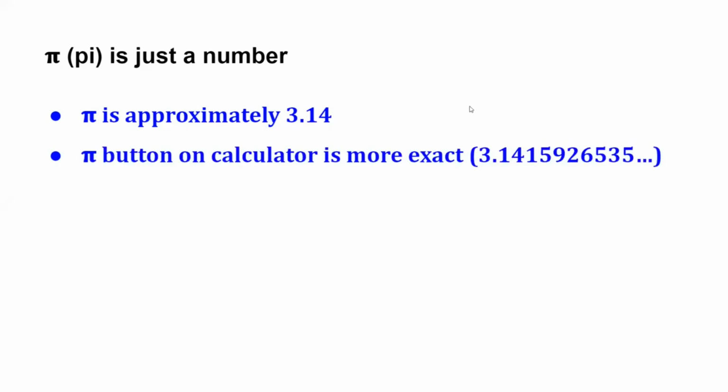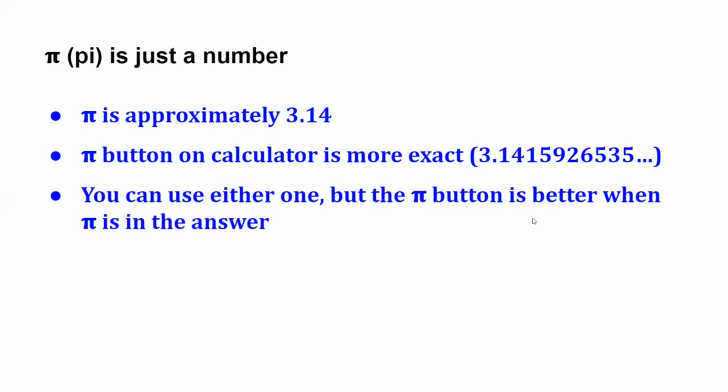Or we can use the pi button on the calculator, and that gives us a much more exact version of pi. But both methods should give you the right answer, so I wouldn't worry too much about which one you prefer. But if you do see the answer in the multiple choice in terms of pi, like the answers might be 6 pi, 8 pi, 16 pi, then you should use the pi button when you're doing your calculation, because it'll make it much easier to spot the right answer.